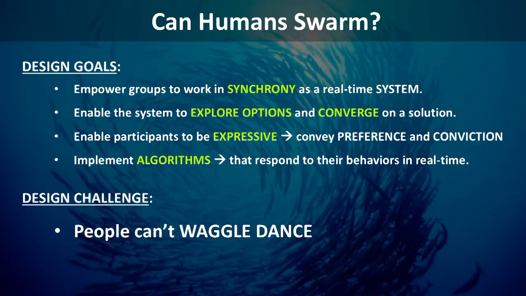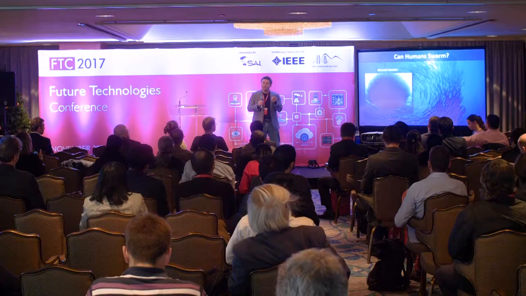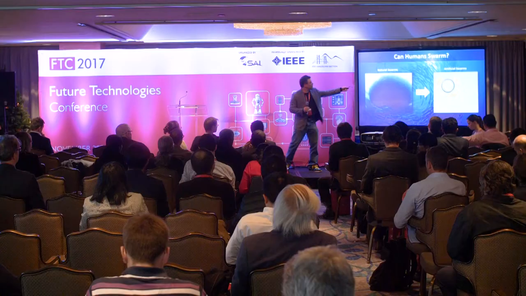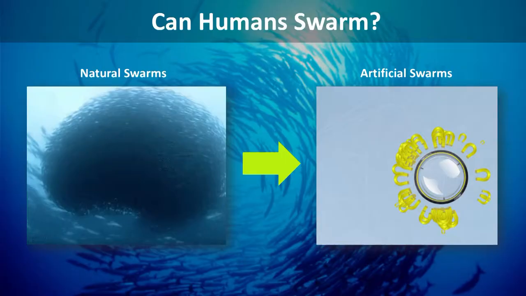The biggest challenge we had in trying to model these systems after biological systems is that people can't waggle dance. And so what we had to do was come up with a method of enabling people to form these systems. And so we studied natural swarms, and we developed the algorithms and interfaces to allow humans to form similar swarms online. And so this is a natural swarm, and that's an artificial swarm.